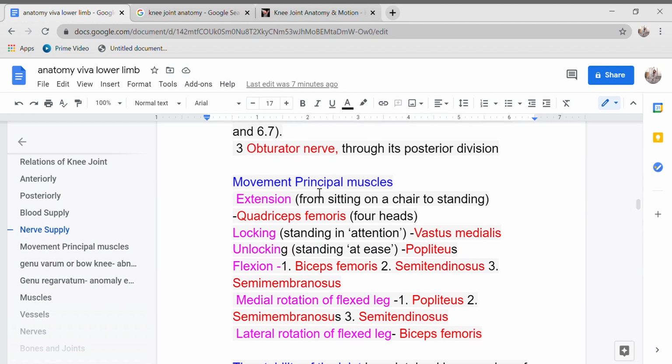So movements: flexion is caused by biceps femoris, semitendinosus, semimembranosus. Whereas extension is caused by quadriceps femoris. Okay, whereas the locking is caused by vastus medialis, unlocking is by popliteus, medial rotation is by semitendinosus, semimembranosus and popliteus, lateral rotation is by the biceps femoris.